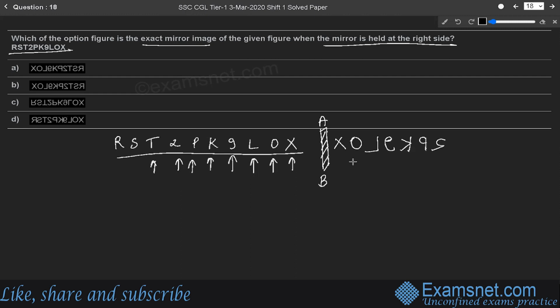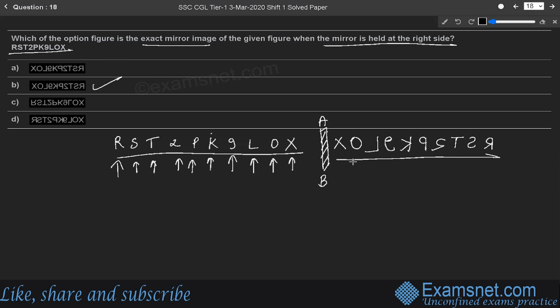When T is placed in front of this mirror, the reversed image will be this. Again, when S is placed in front of the mirror, the reverse image will be this way. And at last, when R is placed in front of this mirror, the reverse image of R will be this way. See, reverse means the opposite of the real image. So the reverse image is this. Therefore, considering all the options, the correct option is option 2.